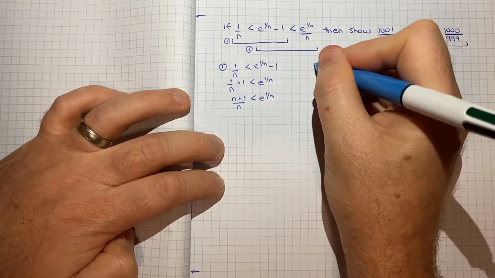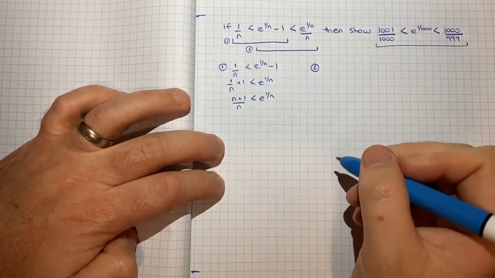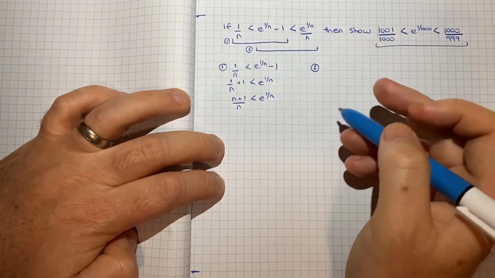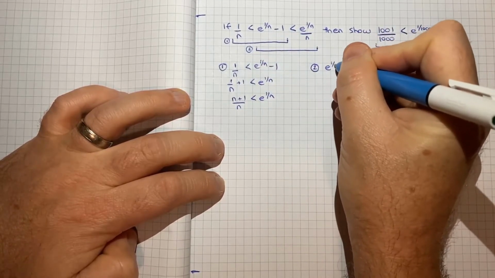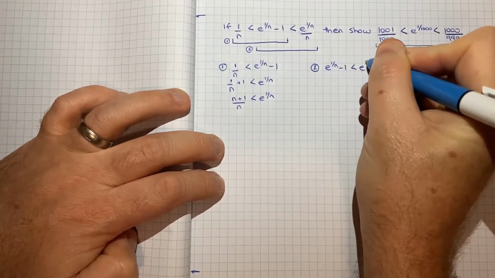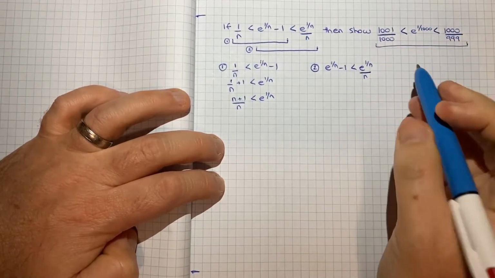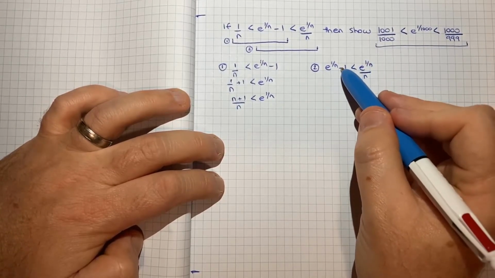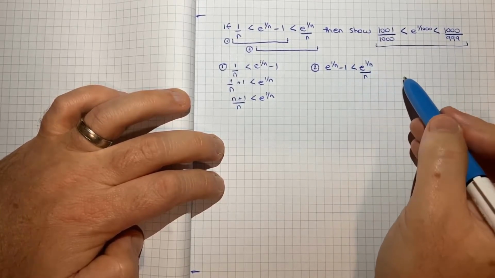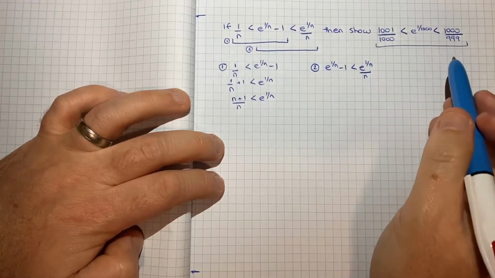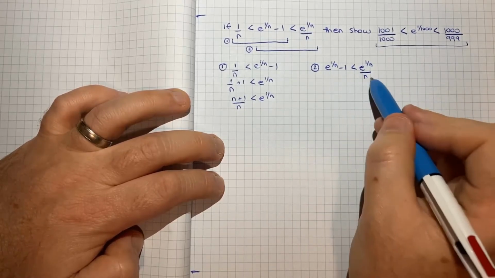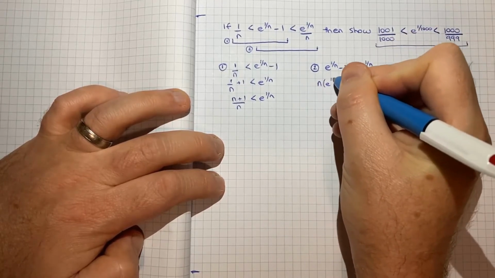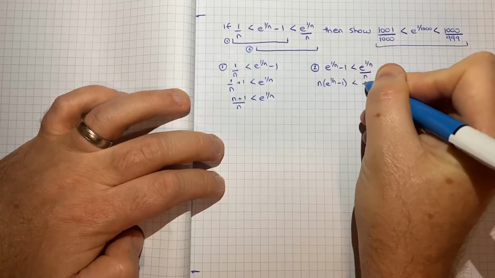Now for part two, this is where I stumbled a little. We'll take this right-hand part of the inequality by itself. So we get e to the 1 on n minus 1 is less than e to the 1 on n. And where I went astray was I moved the minus 1 over and went from there. Whereas you get a much simpler path if you decide to multiply both sides by n. So let's do that. So we get n(e to the 1 on n minus 1) is less than e to the 1 on n.